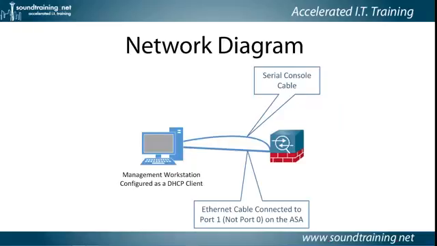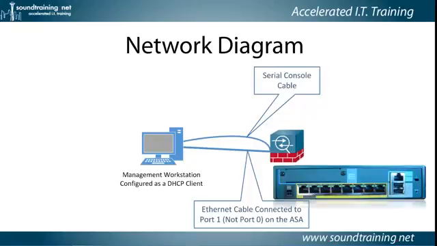Now here's the network diagram that we're going to be working from. As you can see, it's pretty simple. We've got a serial console cable connected from the management workstation, either the COM port or through a USB to serial adapter to a USB port on the management workstation, going to the console port on the firewall. And then we also have an Ethernet cable connected to port 1, not port 0 on the ASA. That's confusing, so let's just take a quick look at it. Here's the back of the ASA, and you want to connect to port 1. That's the second from the right port on the back of the ASA.